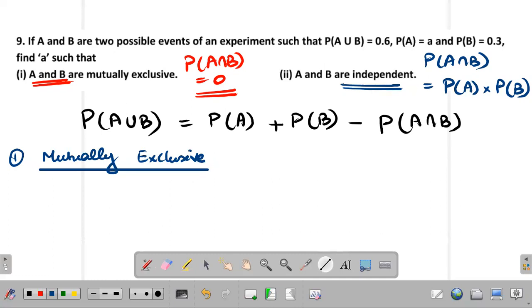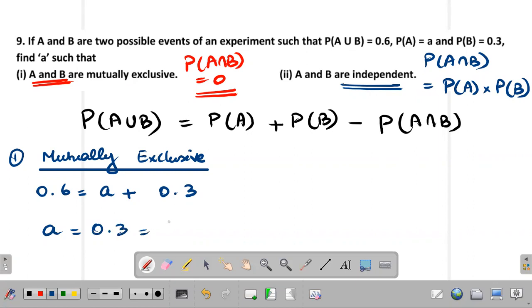I know that P of A union B, 0.6, is equal to P of A, which is given to be A, plus P of B, that is 0.3, minus P of A intersection B, but that is equal to 0. It's a null set. So can you tell me what is the value for A then? 0.6 minus 0.3, that is equal to 0.3.